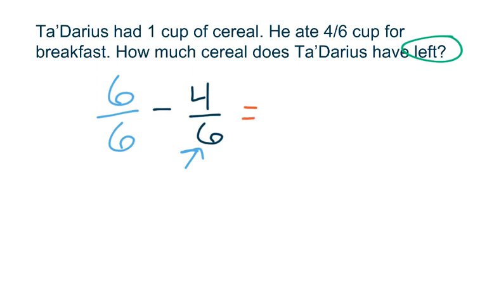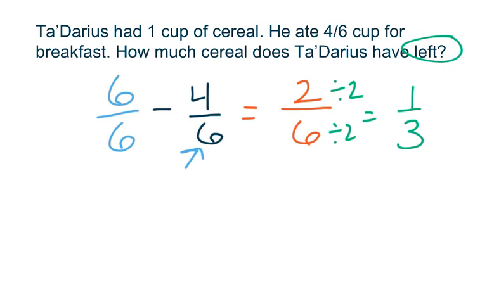And now we can subtract. 6 minus 4 gives me 2, and then my denominator of 6. And then this fraction can be simplified. All we have to do to simplify this fraction is divide by 2 because both of our numbers are even. So we'd be left with 1/3. So Tadarius has 1/3 of his cereal left.